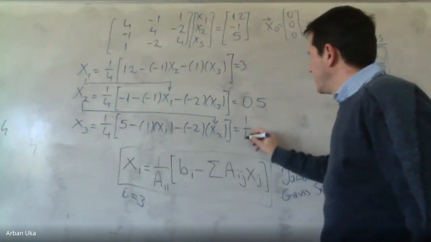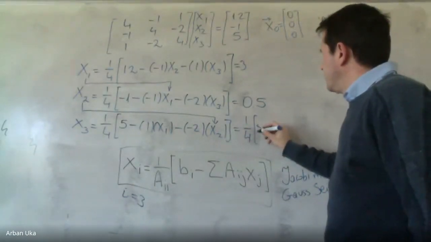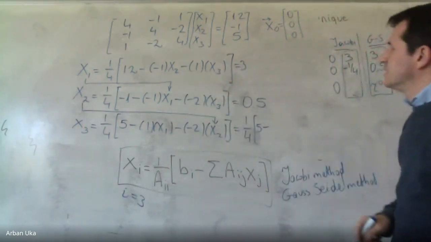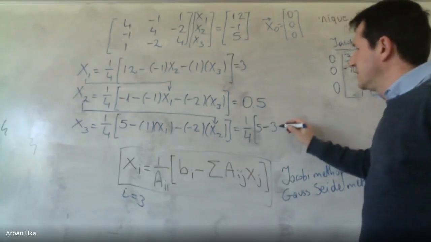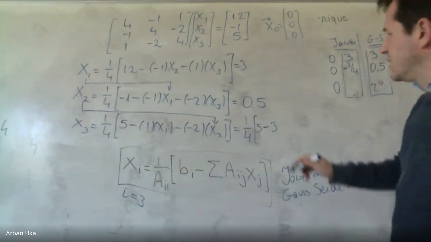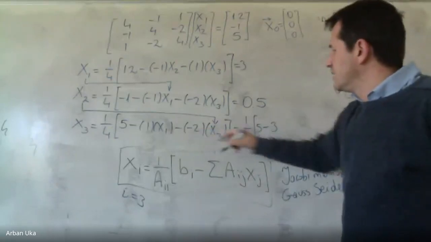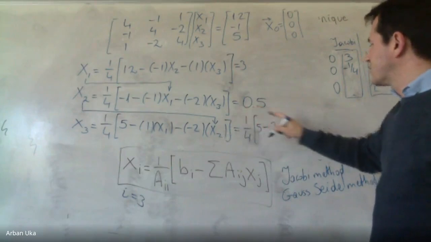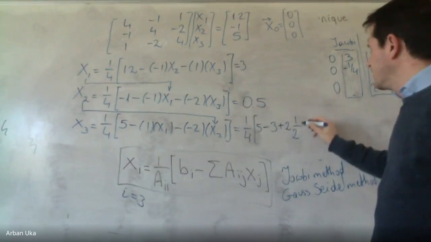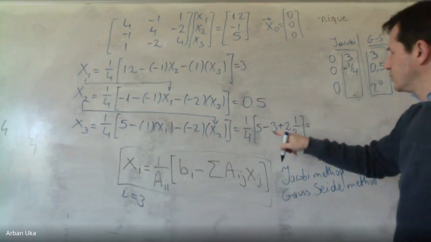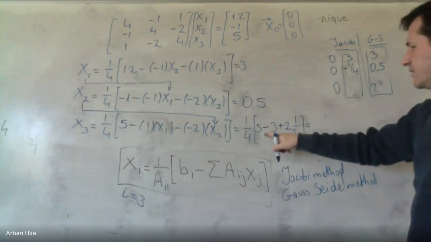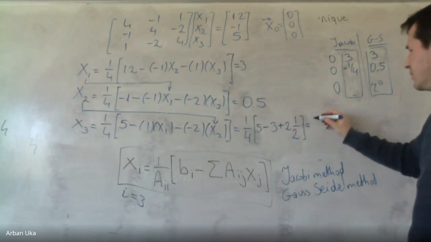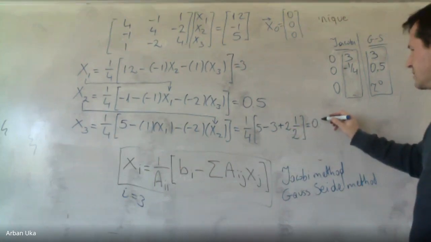This would be 1 over 4 times 5 minus, this is minus x1, it was 3, minus 3, but wait a second, yes, it's minus 3, and then minus 2, this means it's plus 2, and x2 is 1 over 2. So this is equal to 2 over 2, that's 1, 5 minus 3, 2, 2 plus 1, 3, it's 3 over 4, 0.75.